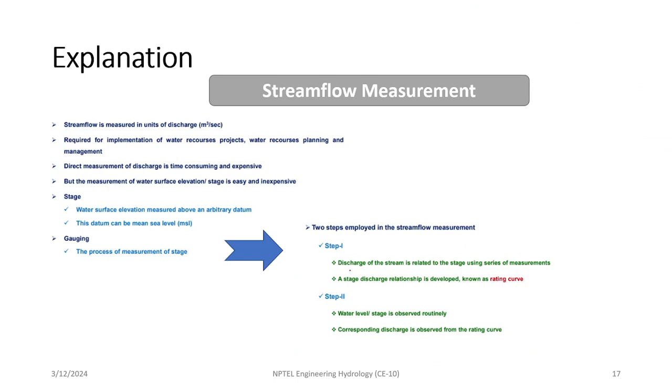Here, just what I mentioned, that there is a two-step employment in stream flow measurement. The discharge of the stream is related to the stage using a series of measurements, and a stage discharge relationship is developed, which is known as a rating curve. Now in the second step, water level or stage is routinely observed. So they take the H value every day and find the corresponding discharge from the rating curve. Got the point?